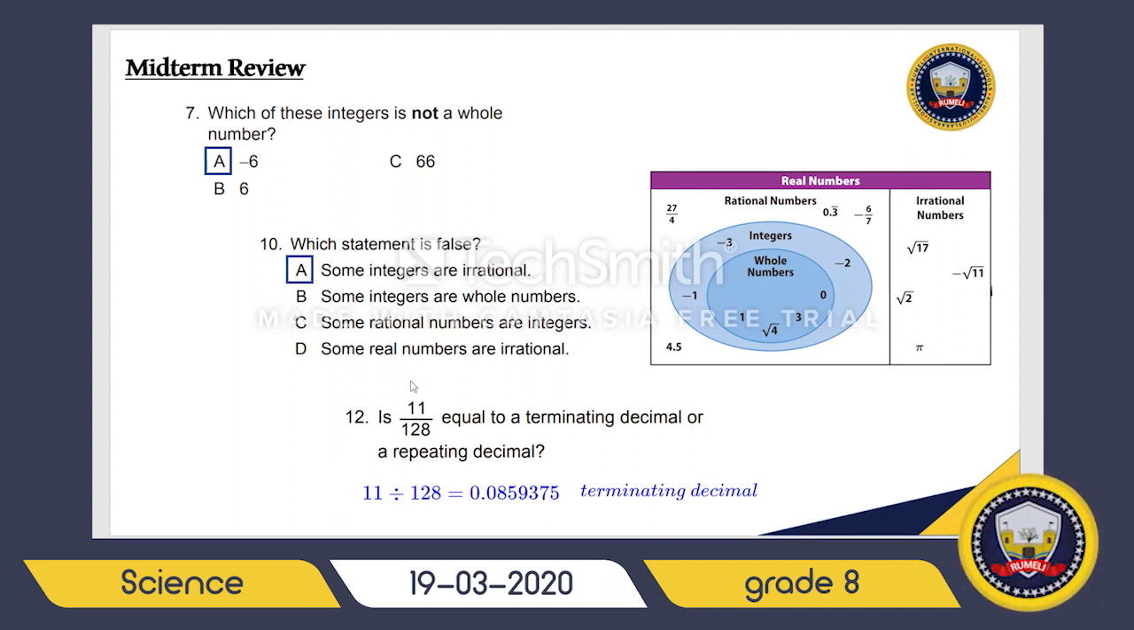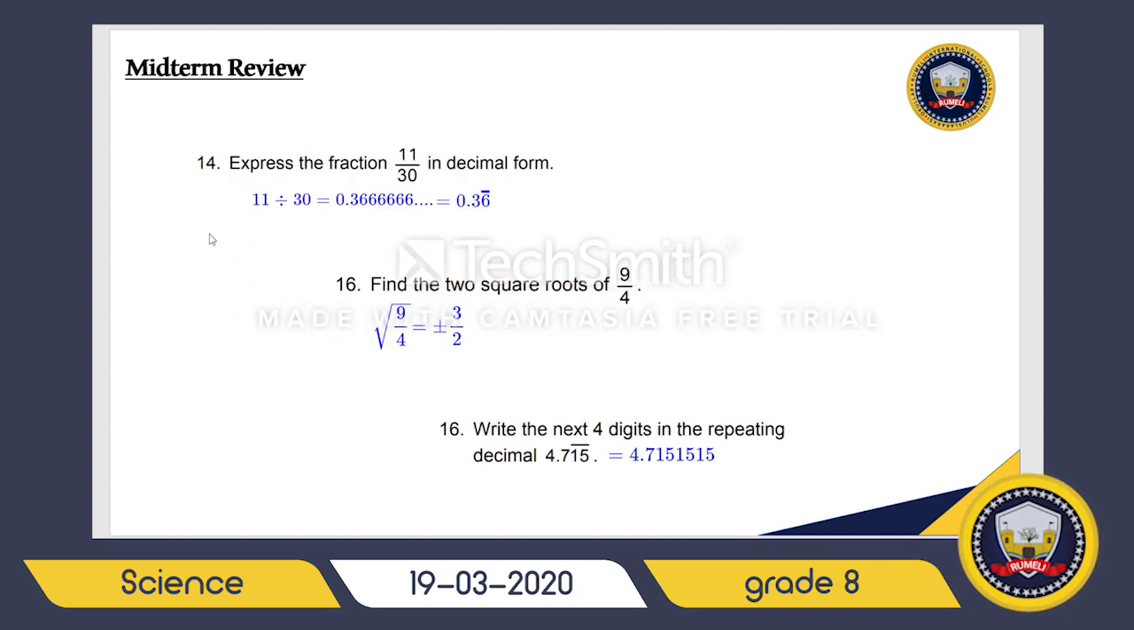12. Is 11 over 128 equal to a terminating decimal or a repeating decimal? How can you answer this question? You do the long division. I did it here. 11 divided by 128 is 0.0859375. It stops here, and the remainder here is 0. So this fraction is a terminating decimal. All right, let's continue.